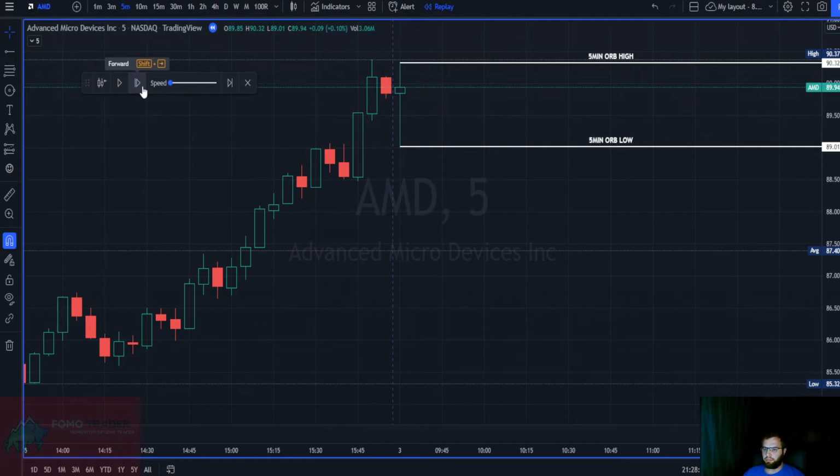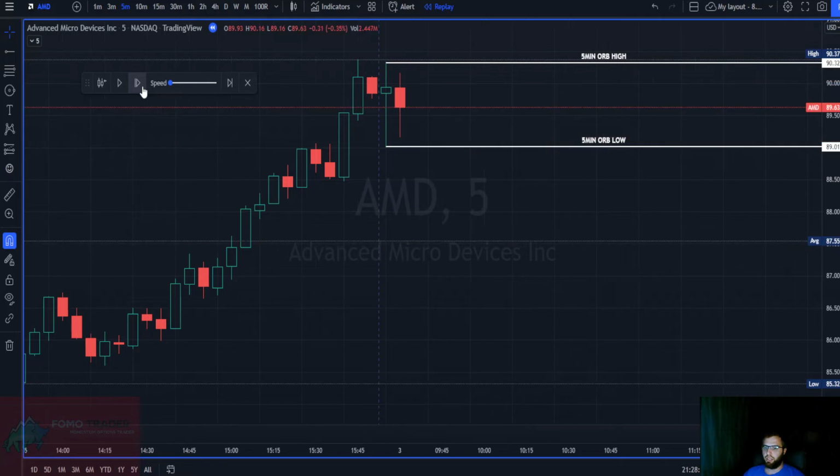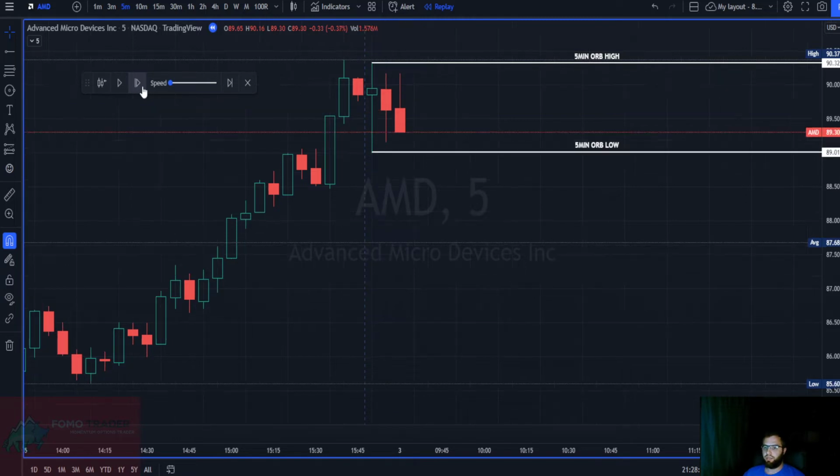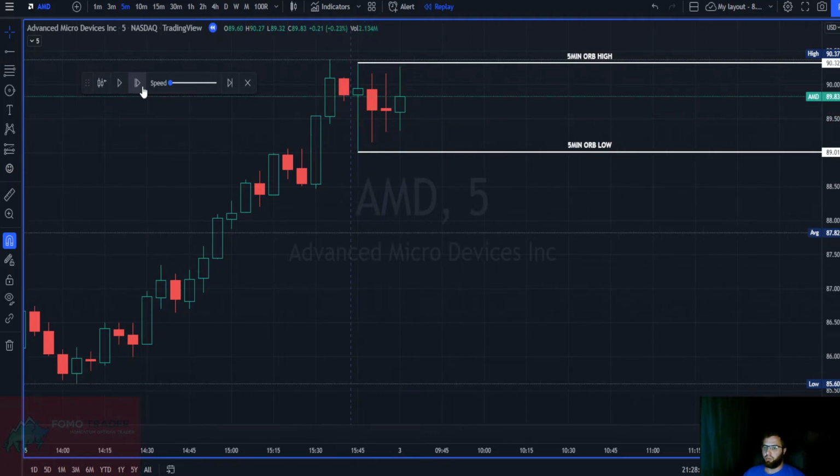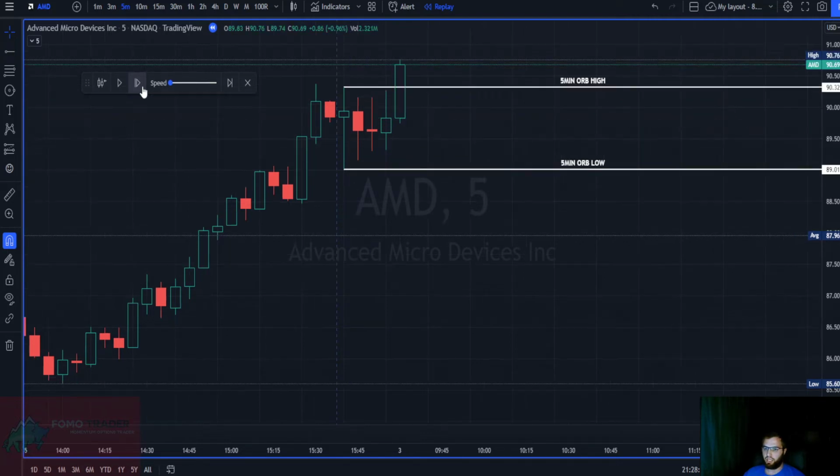So now, if we continue and fast forward here, you can see that the second candle closed and we are still within our ORB range. We would not take the trade. Then our third candle closed, still within that range. We would not enter. Fourth candle, same thing. It did not break our range, so we are not going to enter the trade.